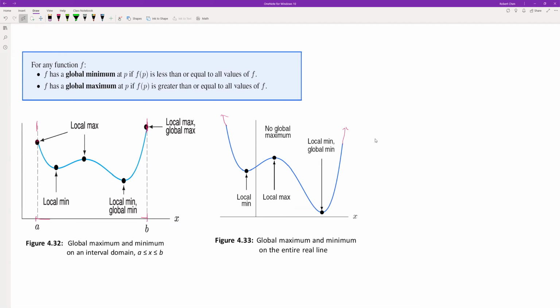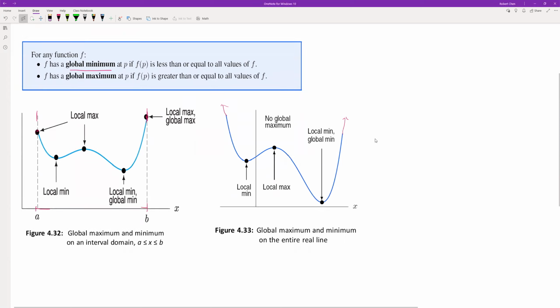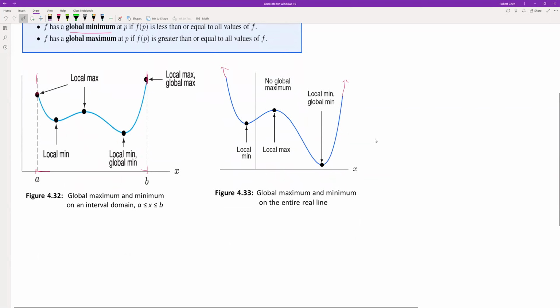Okay, so here's the definition for any function f. f has a global minimum at p if f of p is less than or equal to all the values of f, and it's a global maximum if f of p is greater than or equal to all the values of f. Right. So in this case, figure 4.32, since we are cutting off the graph at a and b, we can now compare what's the highest point, what's the maximum point of the graph. We can see that this point has the highest function value of all the graph. So this would be your global max, right?